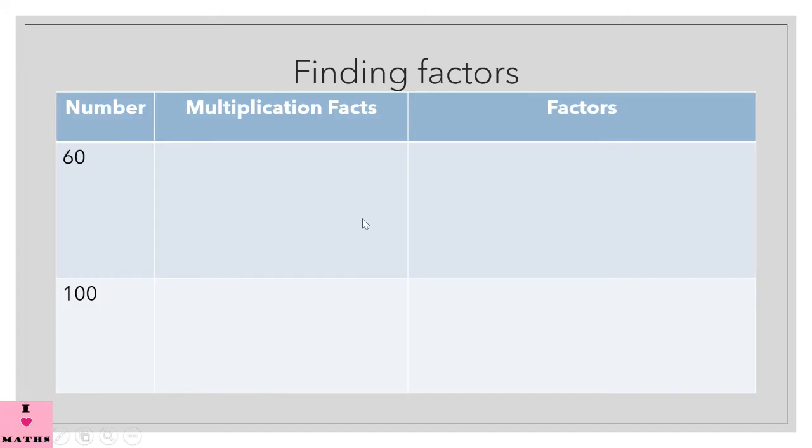Okay, now children, we are going to find out the factors of 2 big numbers. Earlier, in our previous video, I showed you how to find the factors of numbers from 1 to 80. In this video, beta, I am going to show you how to find out the factors of slightly bigger numbers, for example, 60 and 100.